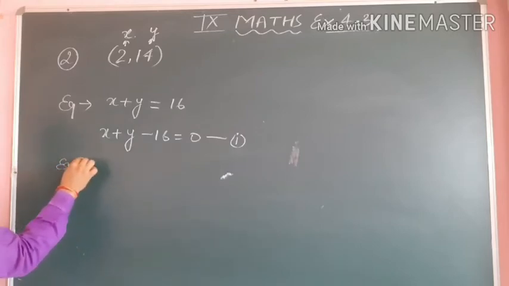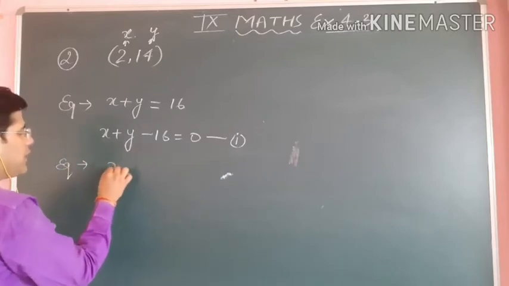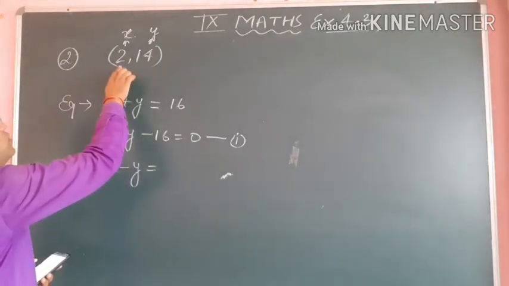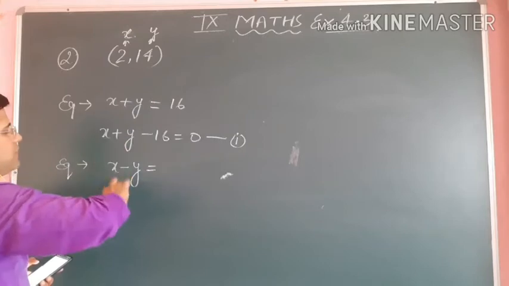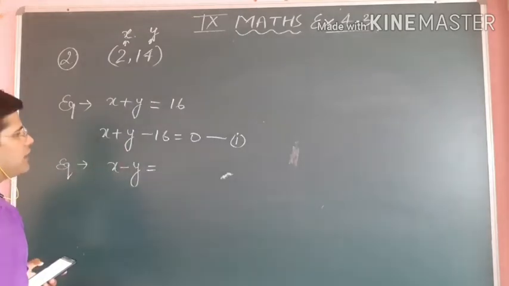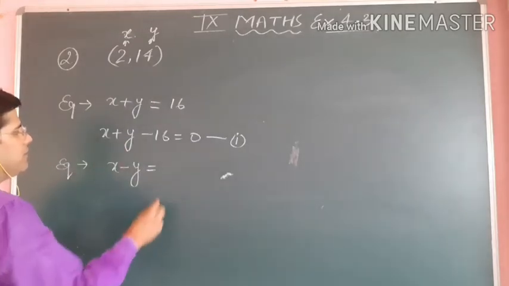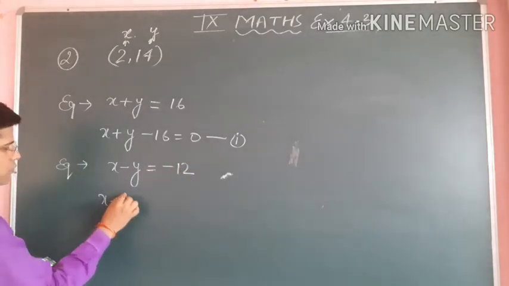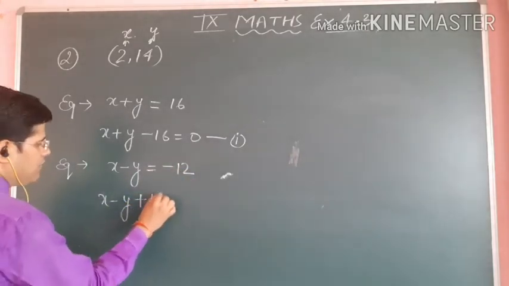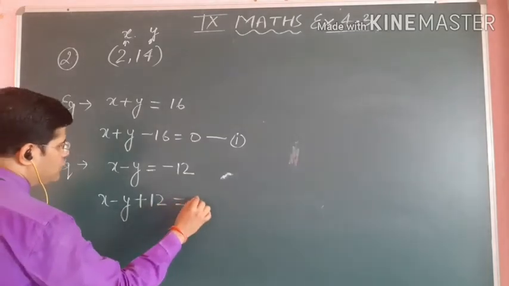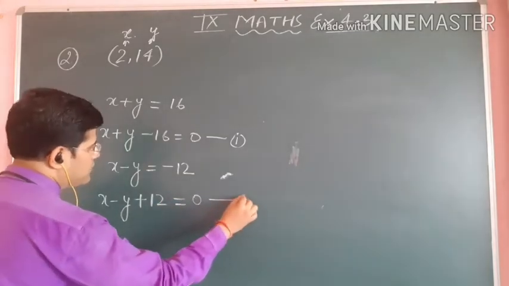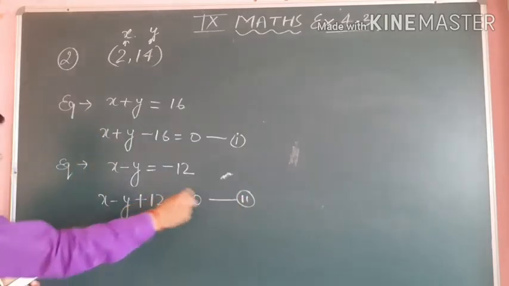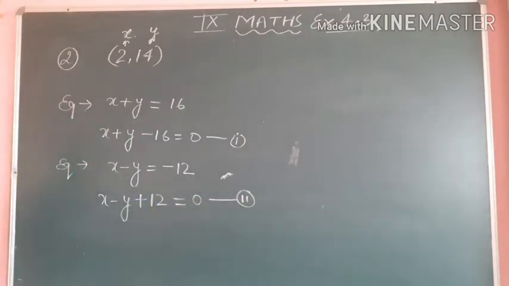For the second equation, we do x minus y is equal to, so x equal to 2 and y is equal to 14. When we subtract 14 from 2, the answer is minus 12. So when we transpose, x minus y plus 12 equal to 0. So I am repeating again, x minus y plus 12 equal to 0. So here I have two equations.